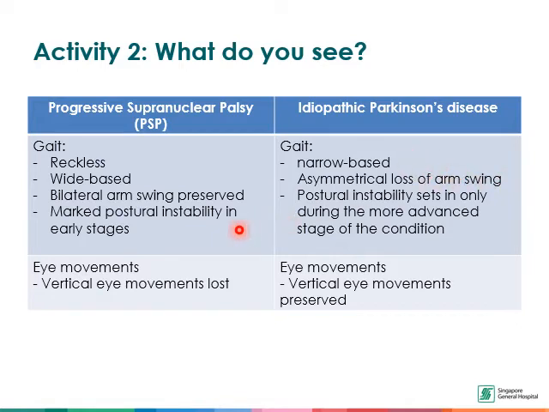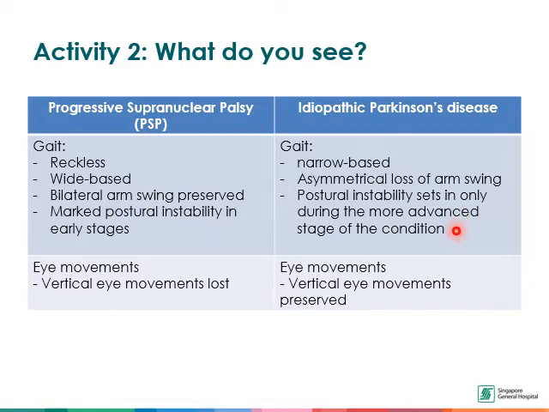For PSP, there's marked postural instability. Even in the early stages, patients start to fall early. They have difficulty getting out of the chair. They keep falling backwards. However, for people with idiopathic Parkinson's, postural instability only sets in at the more advanced stage of the condition.